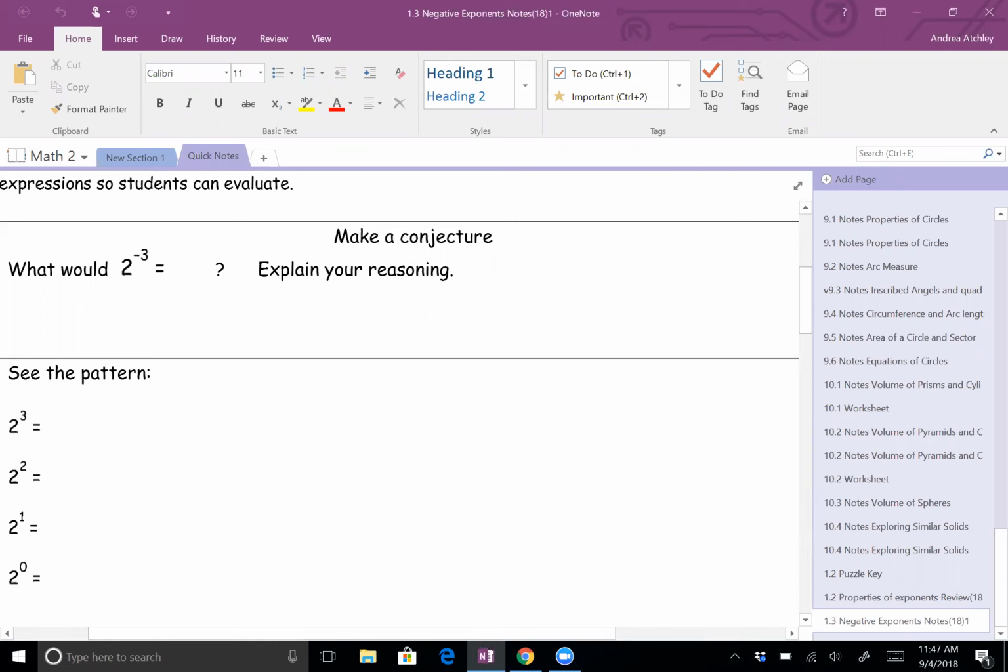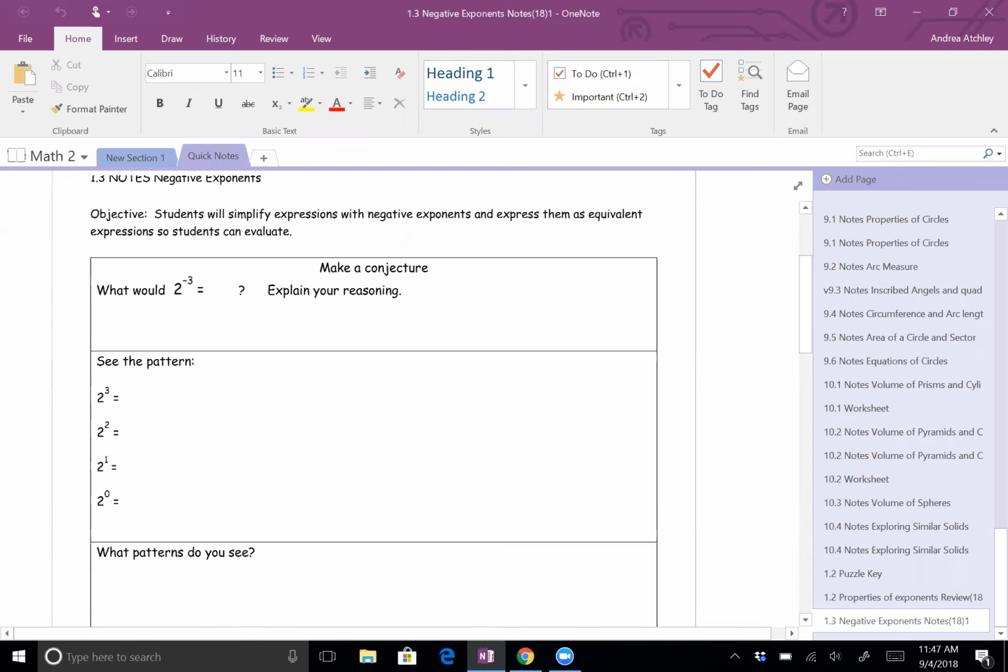Okay, so we were supposed to come up with a conjecture, what we thought 2 to the negative 3 would be. Remember, conjecture is just an educated guess, like a hypothesis, but for math. Did anyone think they know what 2 to the negative 3 would be? Any ideas? You guys all had something written down, so share it. What do you guys think?